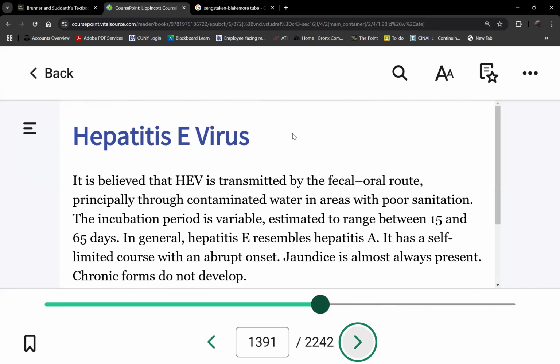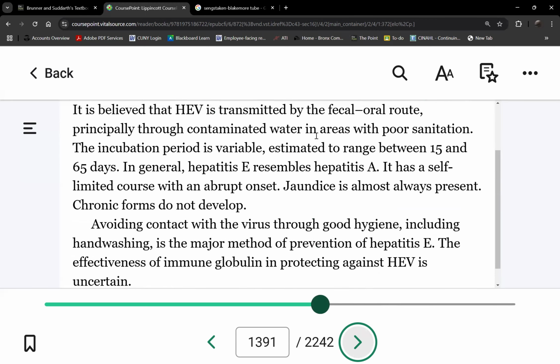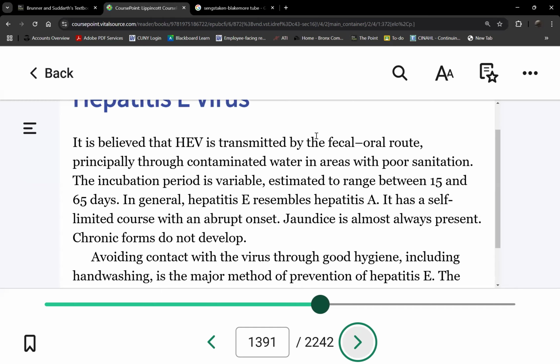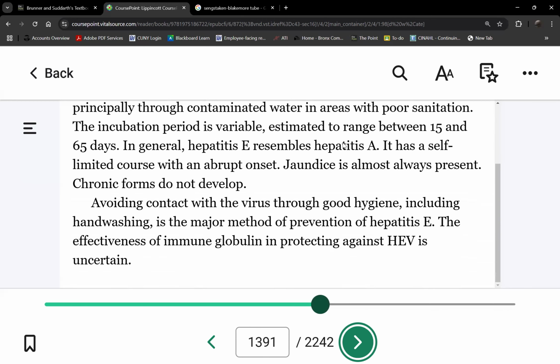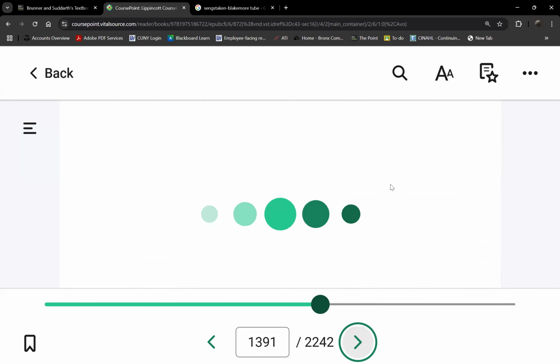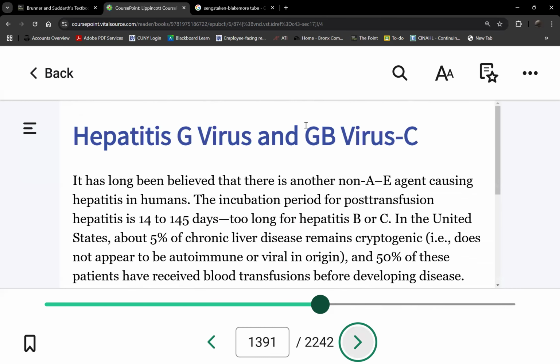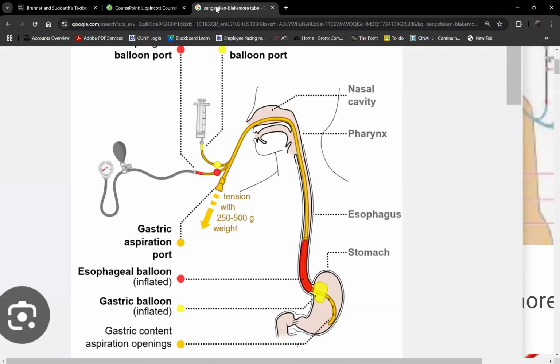Then E is exactly the same as A. Previous editions of this textbook specified the countries where you could get E. This edition, no more, because basically it's everywhere. Same countries that have A also have E now because of free travel. We are very mobile now everywhere. So there's no place safe from A and E anymore.